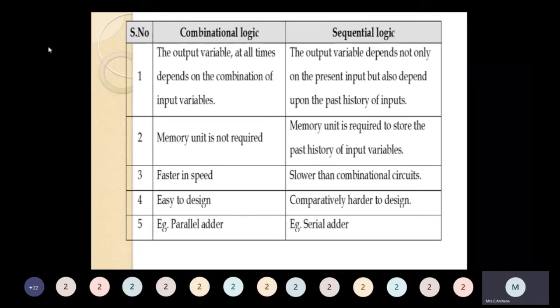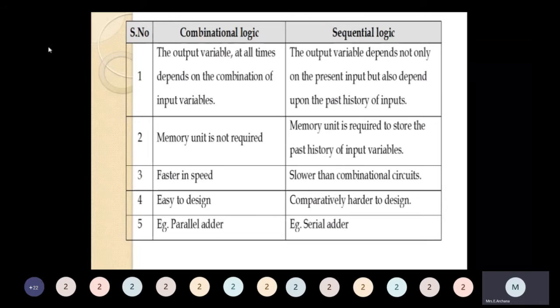A combinational circuit is faster in speed because it does not depend on anything. So the combinational circuit is very fast. When compared to a combinational circuit, a sequential circuit is slower. Combinational logic is very easy to design. Sequential logic is comparatively harder when compared to the combinational circuit.